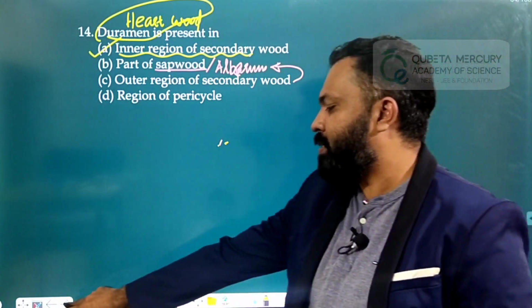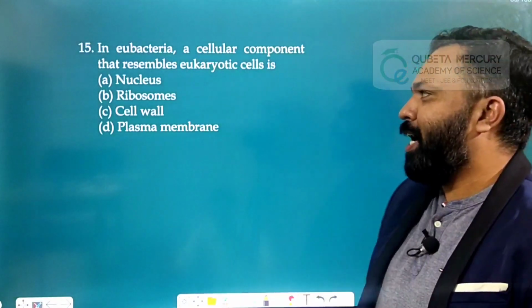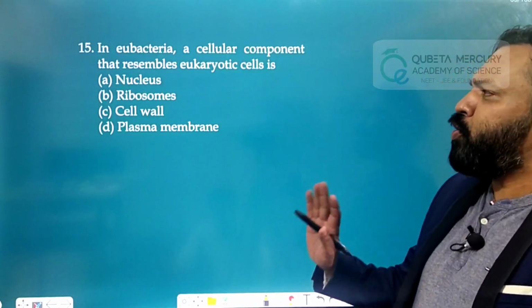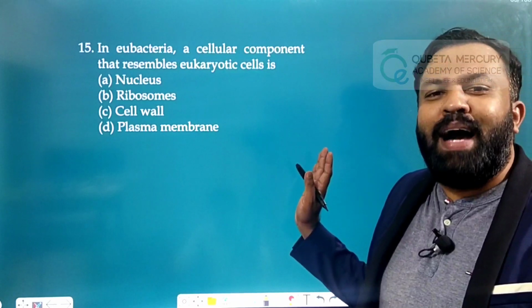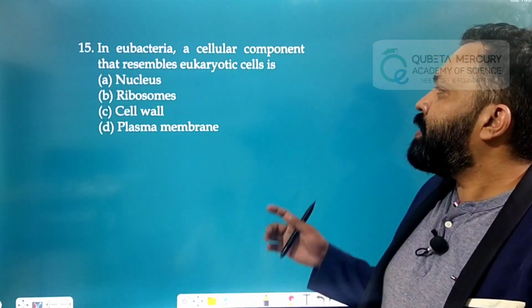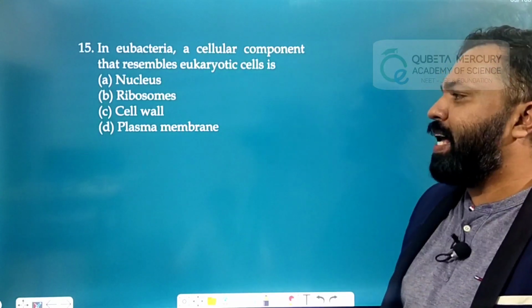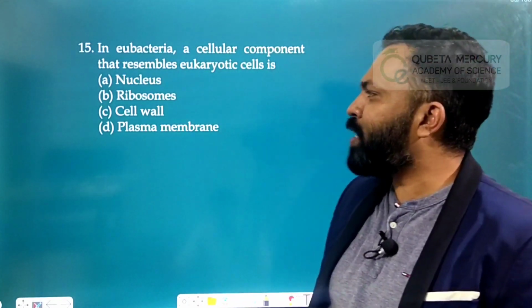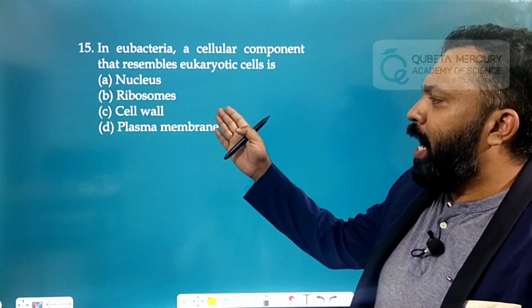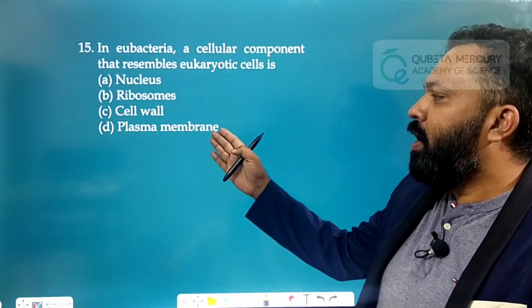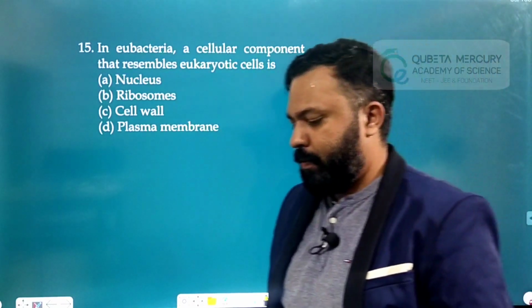Okay, yes. Question number 15 is coming. In eubacteria or the true bacteria, a cellular component that resembles eukaryotic cell is: options: nucleus, ribosomes, cell wall, and plasma membrane.